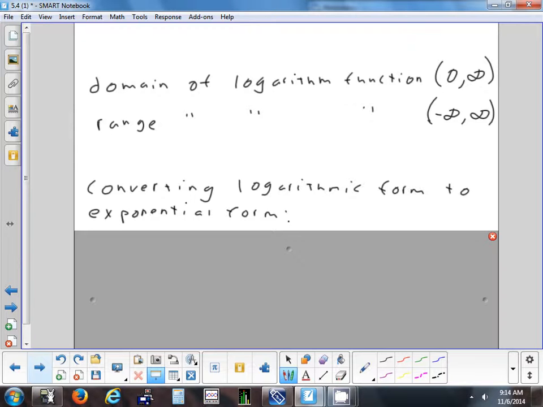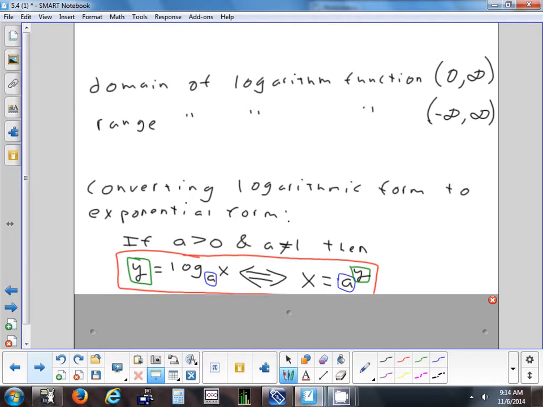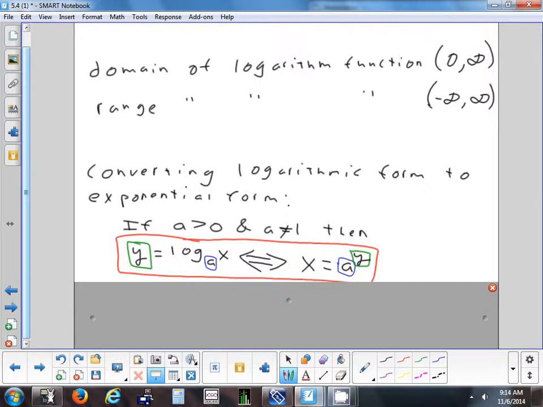All right, next thing we're going to look at is how we can change something from logarithmic form to exponential form. Here's our formula to do that. If you have y equals log base a of x, and you want to change this into something that doesn't have a log, I always start with the a. A was the base on my logarithm. It becomes the base when I write it as an exponential.